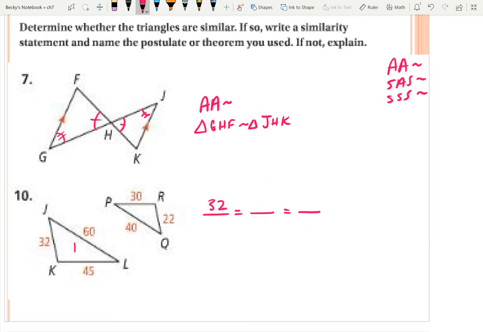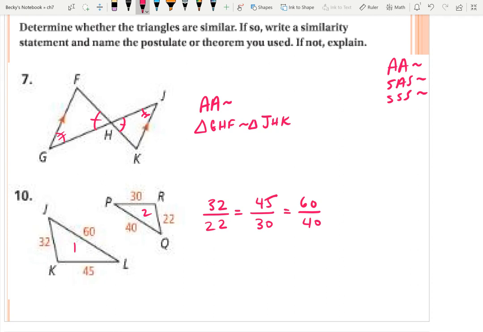So I have 32, 45, and 60. Now let's look at the second triangle. I'm going to put them in order again, smallest to greatest, but in the denominator. And automatically, we paired them together, which is nice. Now, it's time to grab your calculator, and we're going to divide.